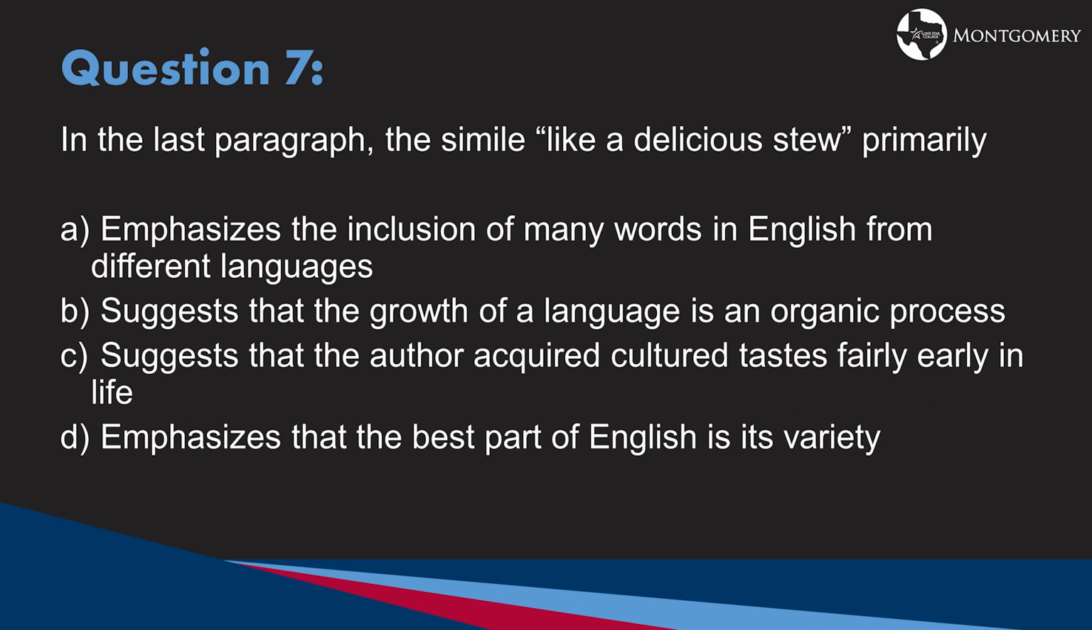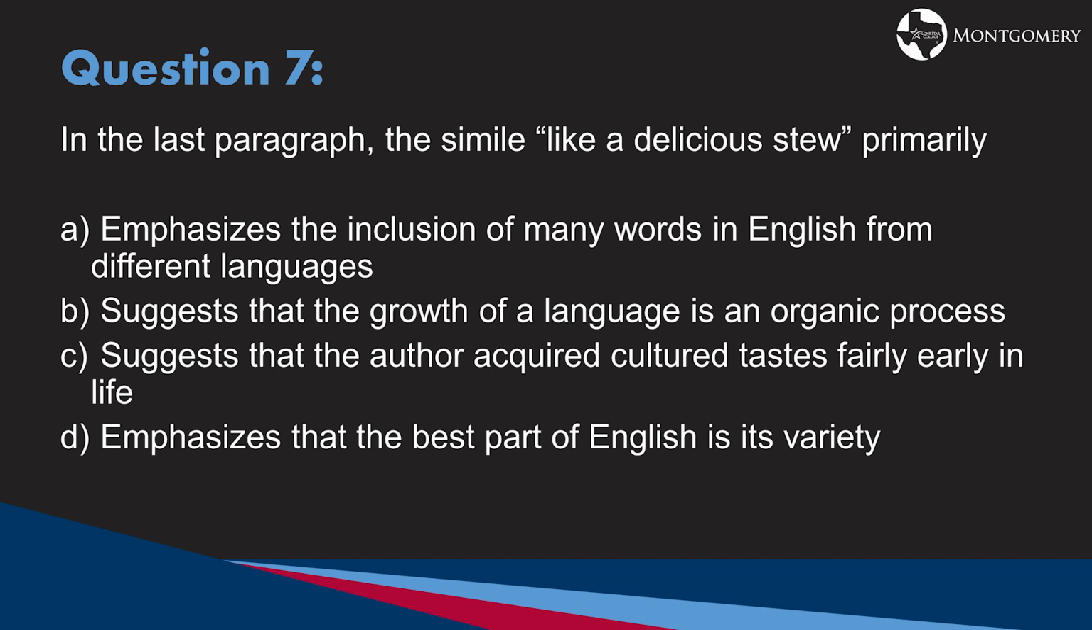Once again, we have our question. In the last paragraph, the simile, "like a delicious stew," primarily A, emphasizes the inclusion of many words into English from different languages. B, suggests that the growth of a language is an organic process. C, suggests that the author acquired cultured taste fairly early in life. Or D, emphasizes that the best part of English is its variety.